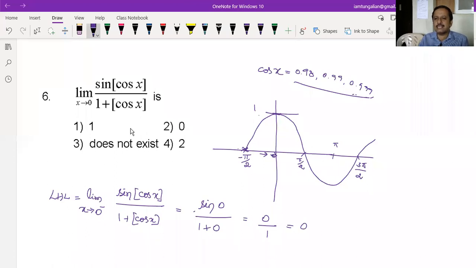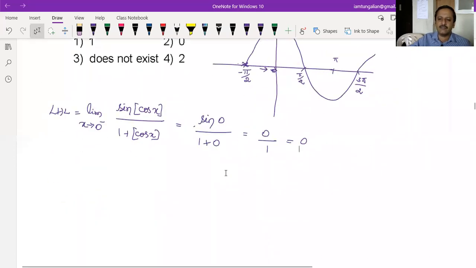See, when x approaches 0 from left side, cos x is very close to 1, but less than 1, which means cos x value may be around 0.9, 0.95, 0.98, 0.999, etc. At all those points, step of cos x, that means step of 0.98, step of 0.99, etc., all those will become 0. So step of cos x is equal to 0 when x approaches 0 from left side. Then in the numerator you have sin 0, and in the denominator we have 1 plus 0. Sin 0 is 0, 1 plus 0 is 1, 0 by 1 is equal to 0. This is our left-hand limit.